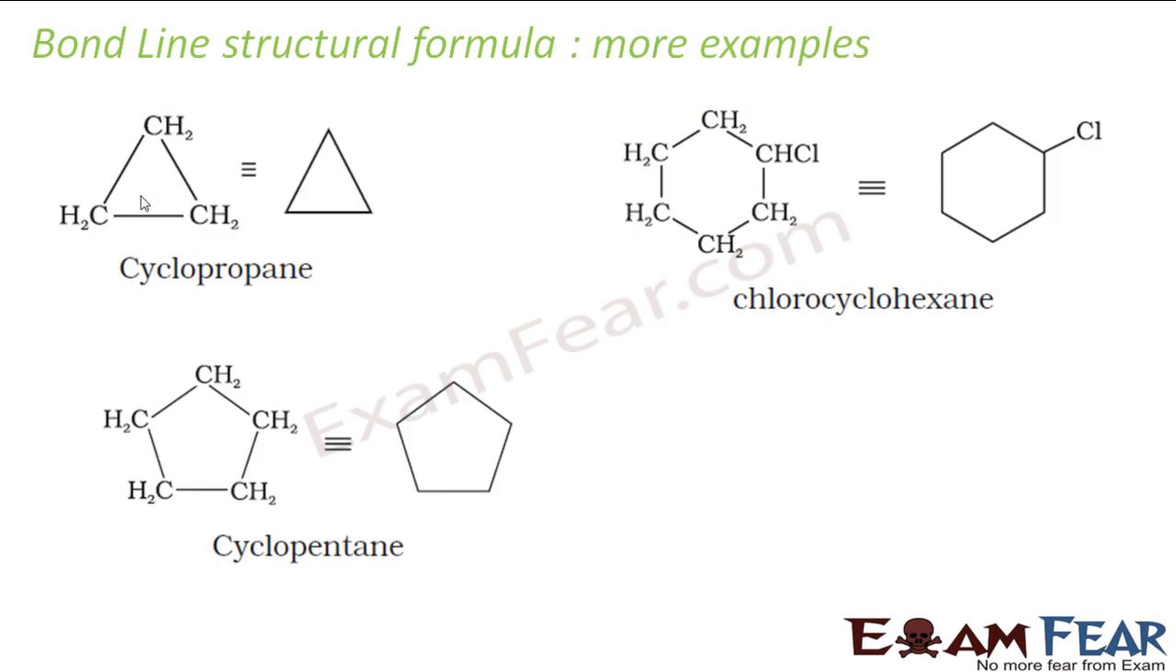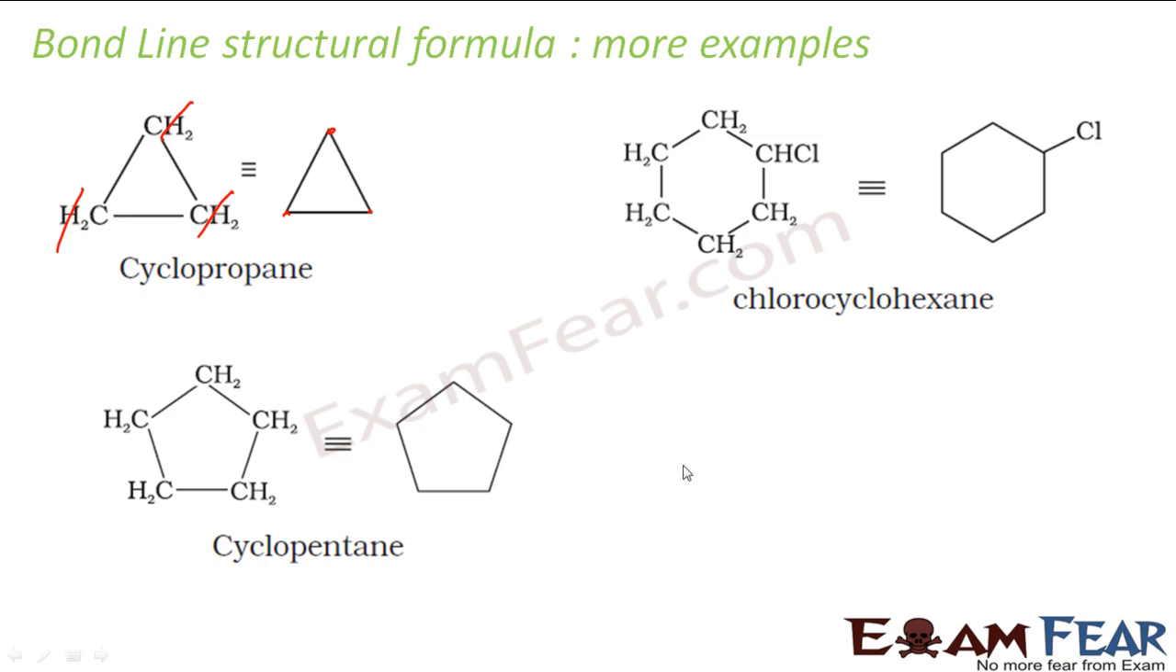We'll take more examples. Then cyclopropane. If this is cyclopropane, you want to get the bond line structure formula. Remove all the hydrogens. Replace carbon with dots. We'll get 3 dots. You join these with single bonds. You get cyclopropane.